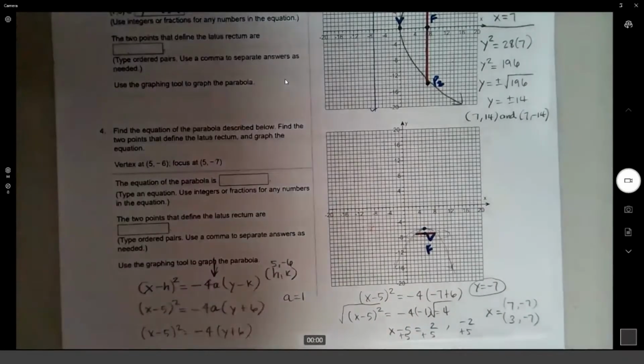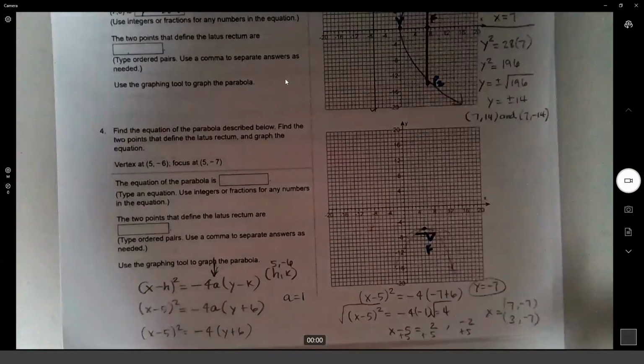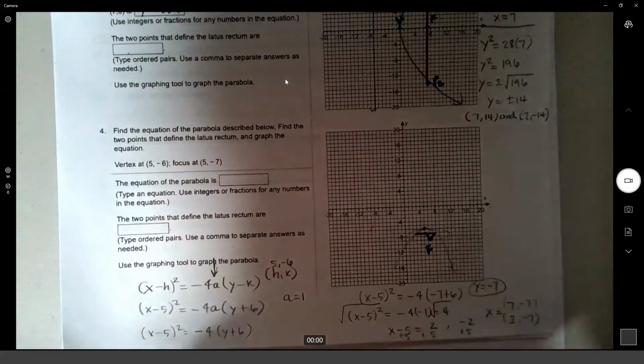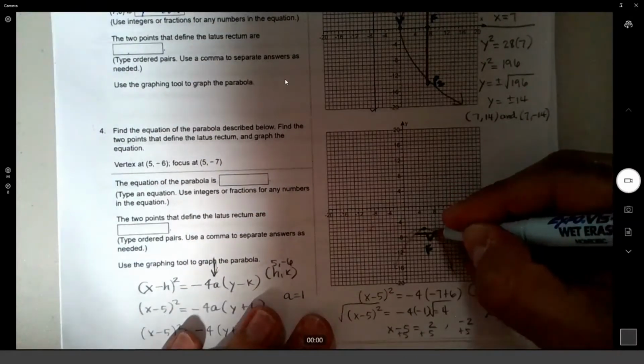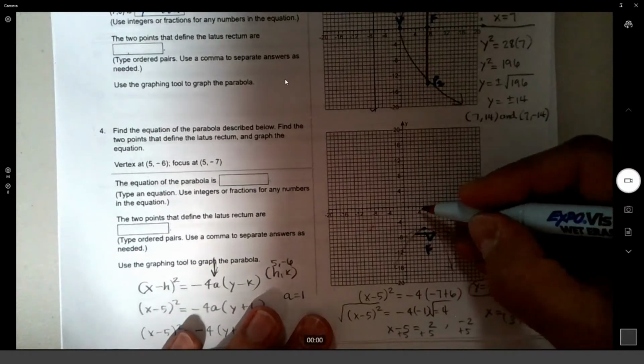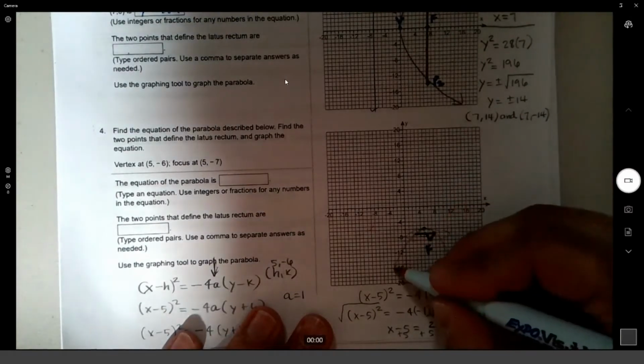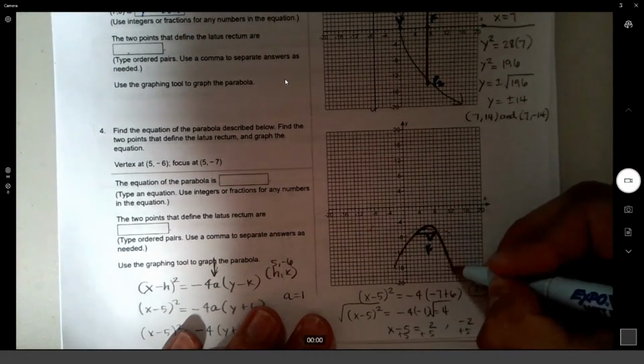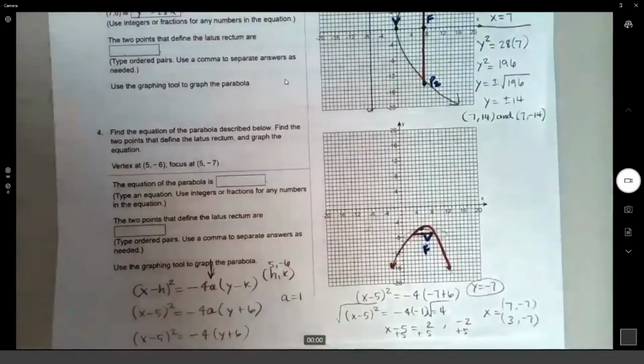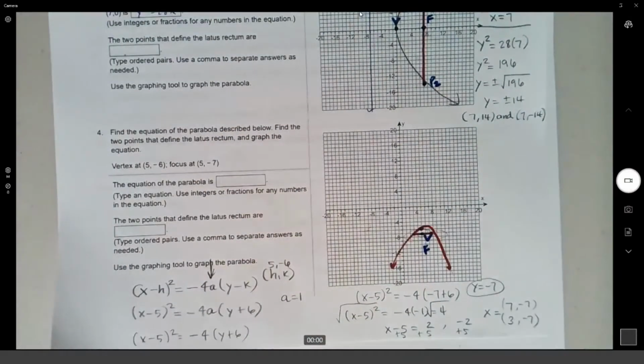All right, now let me do my best attempt at graphing this. 7, -7, and 3, -7. I think I did a decent job there. All right, let's hit pause and see if there's any questions.